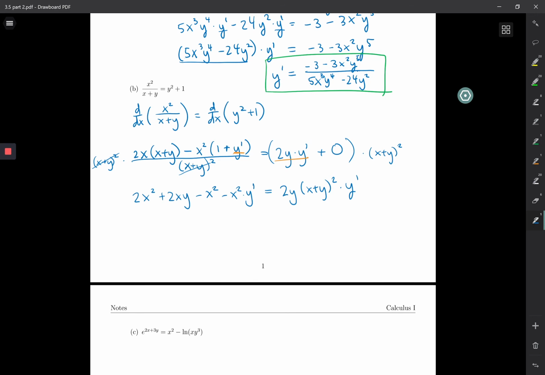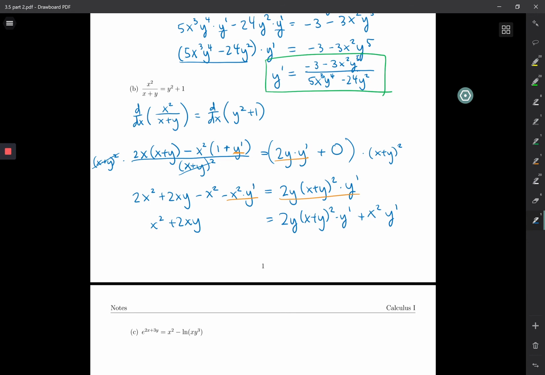So what we have is again, we have this term including y prime, and then this term including y prime, so we want those both on the same side. So I will probably move this one over to the right hand side. So we get 2y times x plus y squared times y prime plus x squared times y prime. Okay, and then everything else stays the same. I can actually cancel, so I have a 2x squared and a negative x squared, so I can combine those two and just get x squared by itself, right?